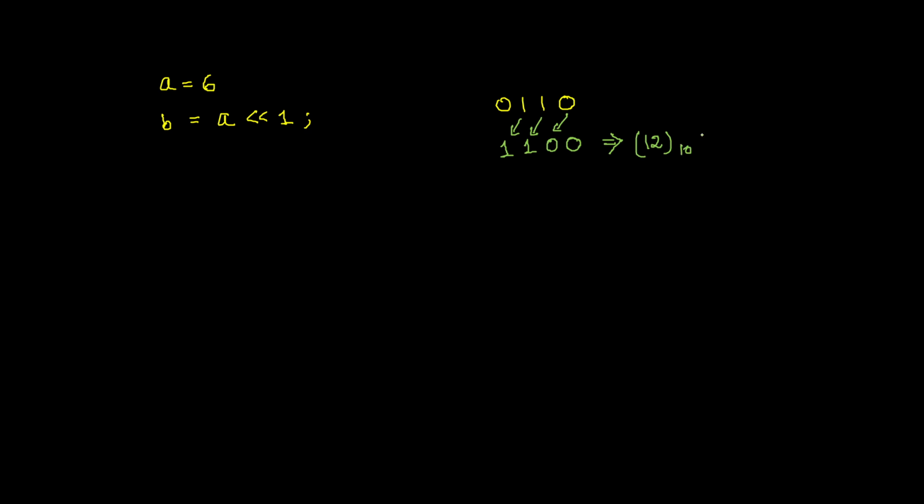So you see, in A I had 6, and if you print B, I will get 12. So what happened? The number has doubled. So if you have some number stored in a particular variable and, depending on your logic, you want to make it double, you don't need any extra logic to do it. You don't need to multiply it by 2. You can just left shift it by once.